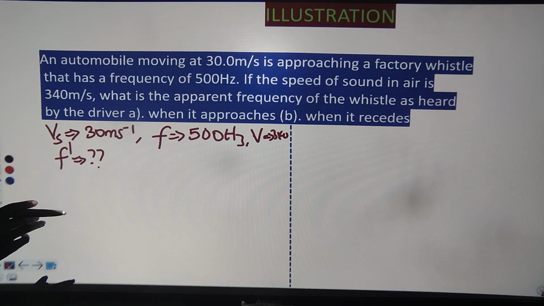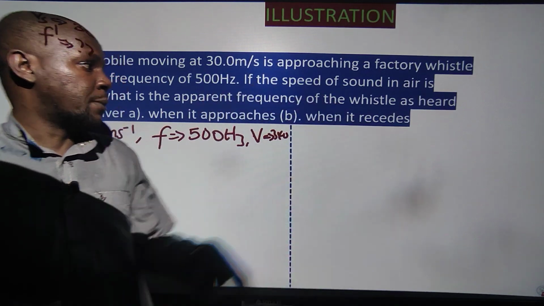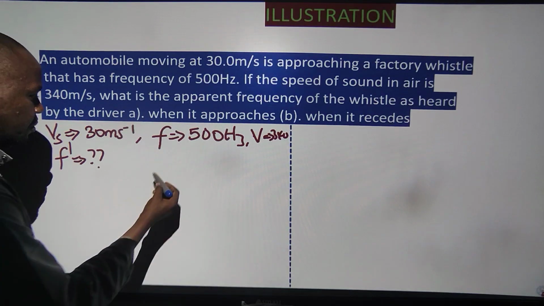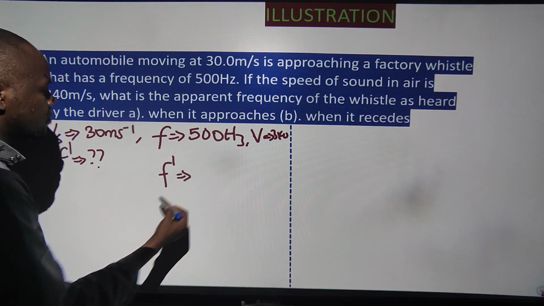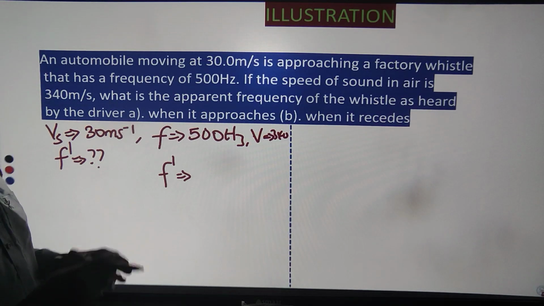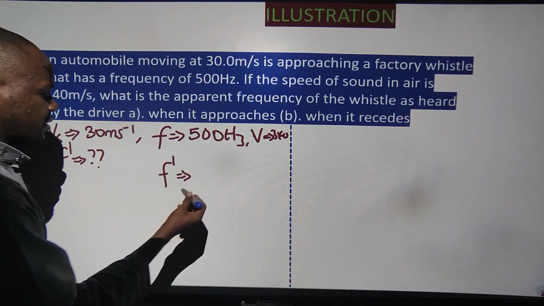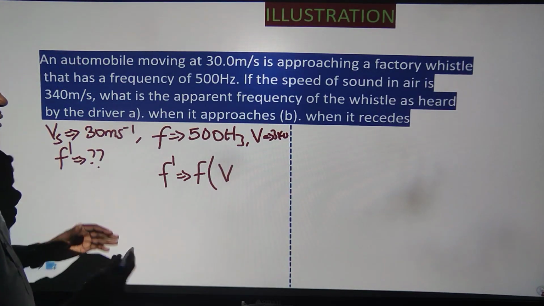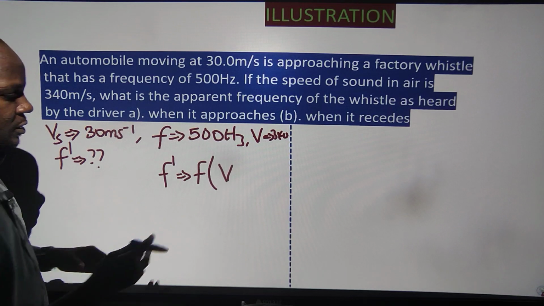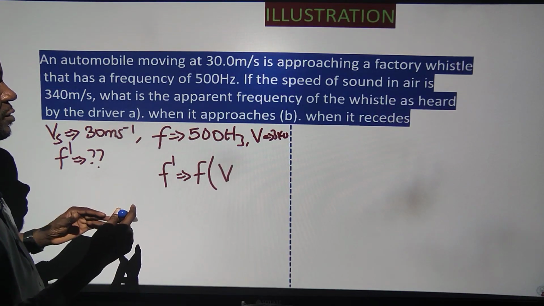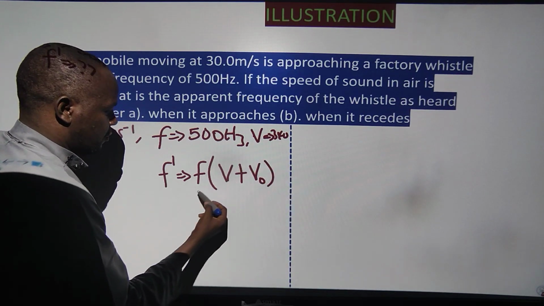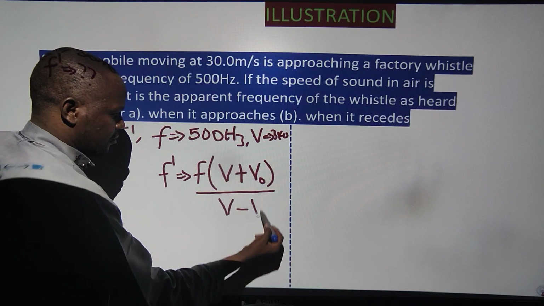The question asks what frequency of the whistle is heard when the driver approaches the factory. Then the second part asks when it recedes. When it approaches, we know the formula: F dash equals F times the bracket V, is it plus or minus? Let us use V plus V naught. Why am I going for V plus V naught?